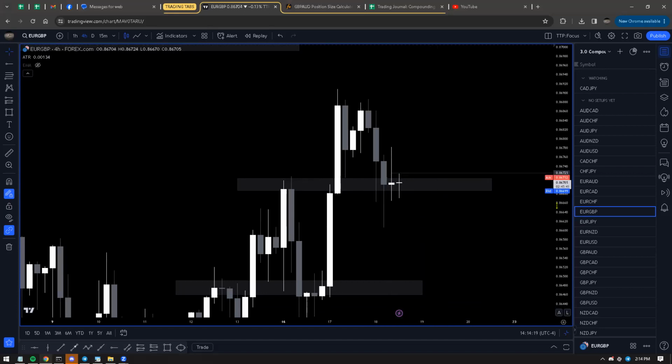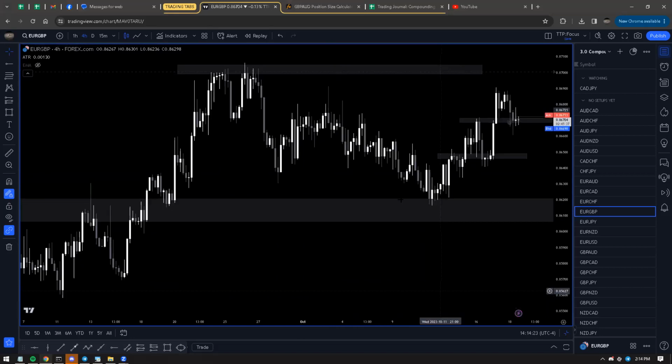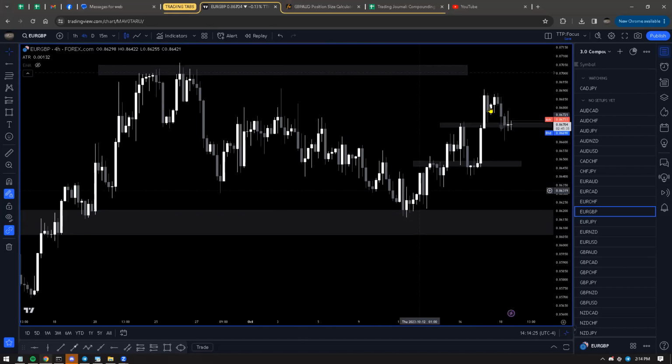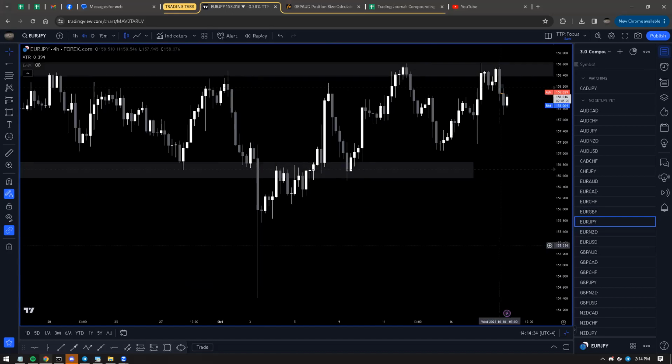Euro GBP, that looks pretty decent. Have a plan, see how it plays out. This price action is much better than that price action. So Euro GBP, JPY? No, Euro JPY.